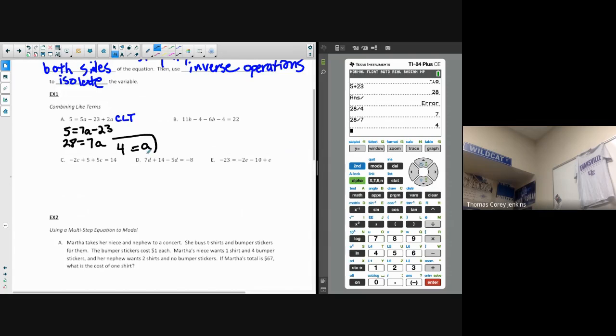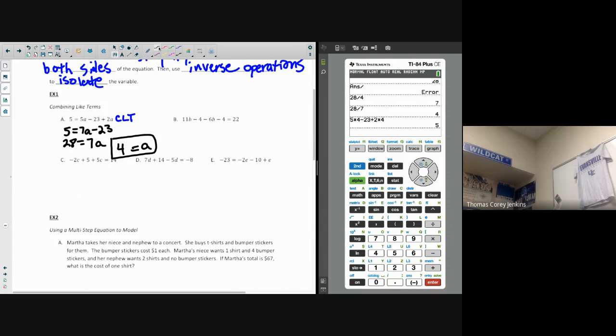And even though it's a little bit tougher on these equations, you could sub that back in and see if it works, right? So if I sub 4 into my original equation, then I would have 5 times 4 minus 23 plus 2 times 4. And that's 5, which is what it's supposed to be, so I know I'm correct. Always good to check those answers.